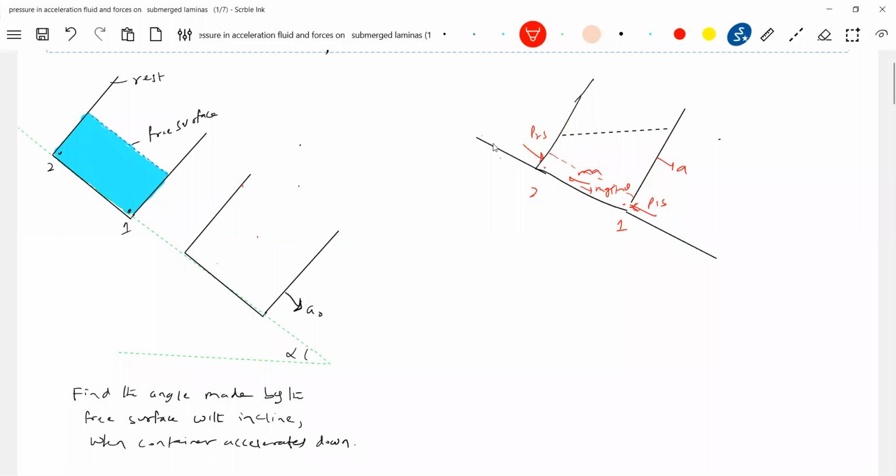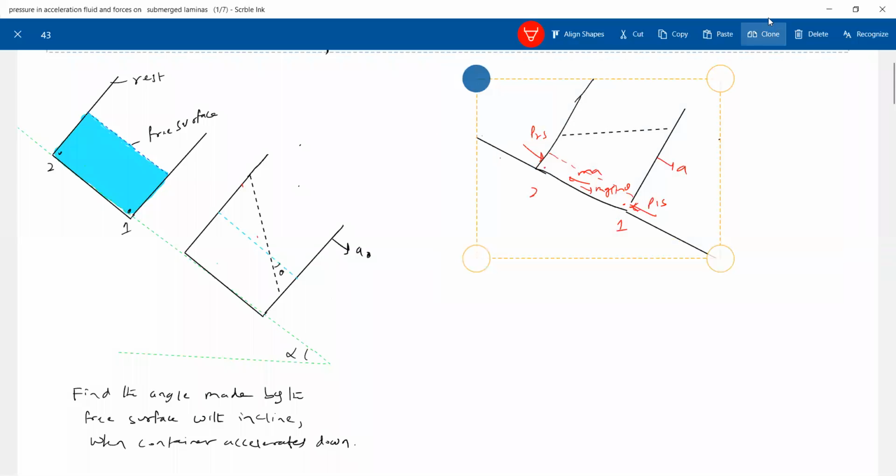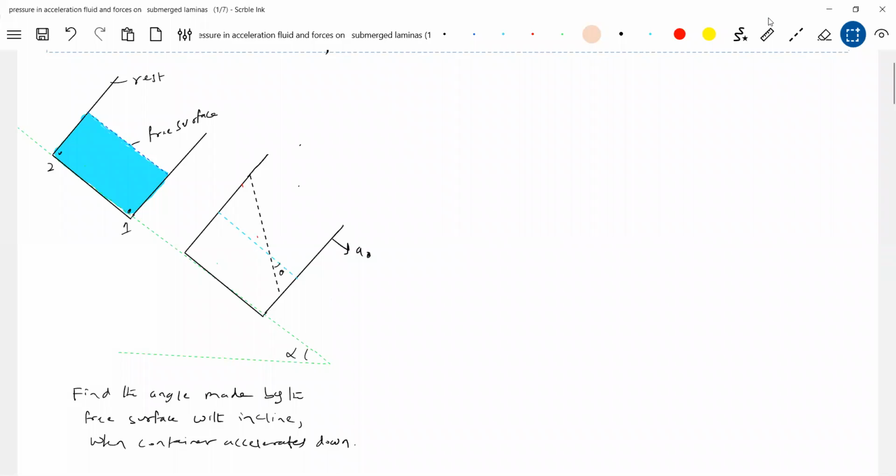Okay, got this one. So how is the free surface? Earlier it was parallel to the incline when it was at rest. Now when it accelerates, the free surface will take a shape like this. This is the angle theta. This is the acceleration a naught. Now getting into this one, that theta has to be determined.